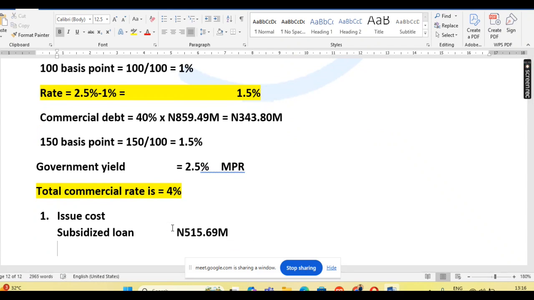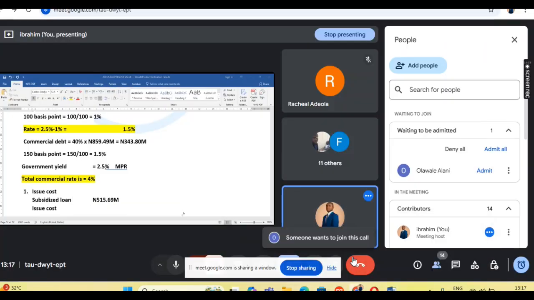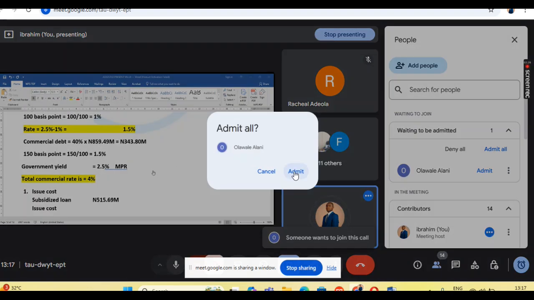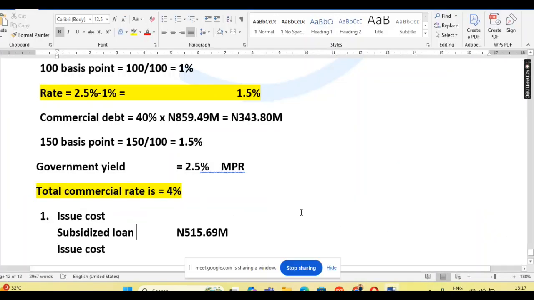Okay. Then the issue cost. Don't forget, this subsidized loan is assumed to be on the net amount, right? So we need to gross it up. Class, we need to do what? We need to gross it up. So the issue cost is 2%. If you minus 2 from 100, you have 98. So 515.69 divided by 98. So what do you have, class?